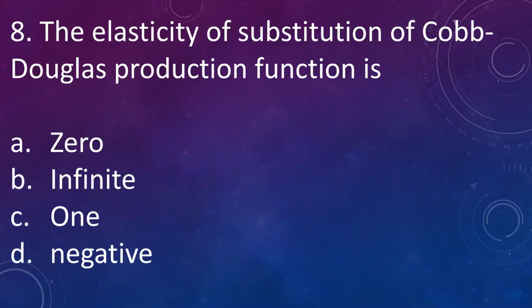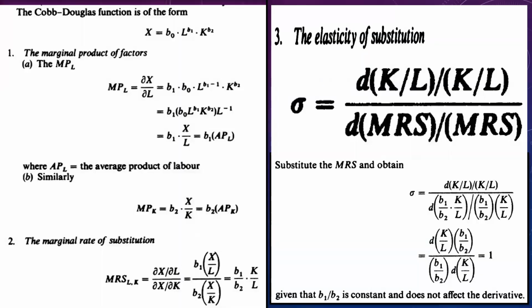Our next question is, elasticity of substitution of Cobb-Douglas production function is 0, infinite, 1 or negative. Answer is 1. This is explained in this image: how elasticity of substitution is equal to 1 for Cobb-Douglas production function.